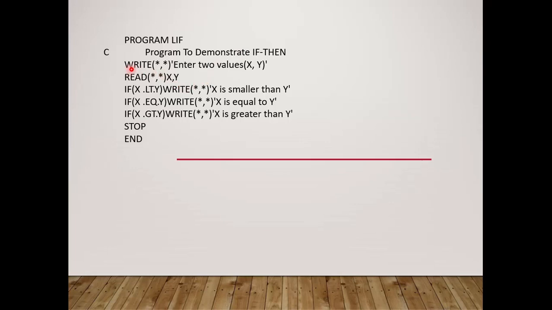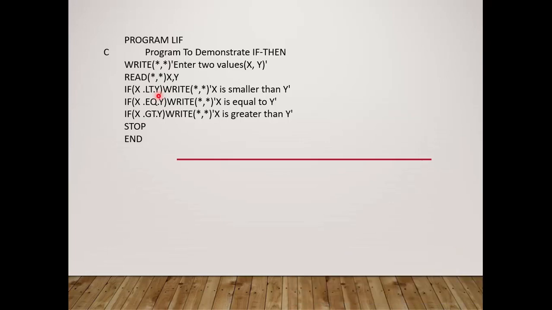So first of all, we will give a message that we have to enter two values x and y. This message, enter two values x and y, is to be used in single quote, so that the same thing will be displayed as it is. And then there is a read statement, read star comma star x comma y, and then we will check the condition if x is less than y. So to check the condition, we have used here x dot lt dot y.